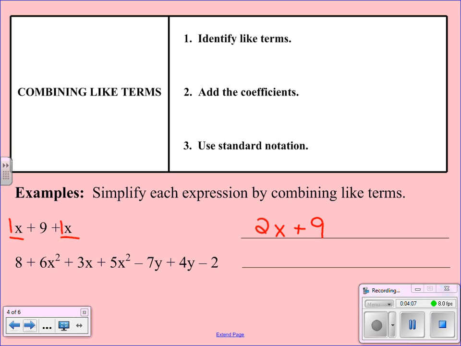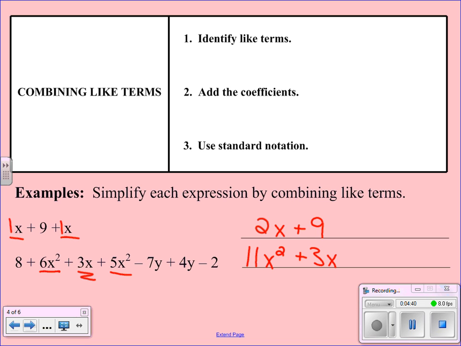Second example is a little more complicated. We're going to think standard notation right away. So I'm looking at x's first because they're alphabetically before the y's. And then I'm also looking at exponents. So I want to do the squared terms first. So underline 6x squared and 5x squared. Add those coefficients to make 11x squared. Next, I'm going to look at just the regular x terms. So 3x. I don't see any other x terms to combine it with, so I'm just going to bring that along as part of my final answer.